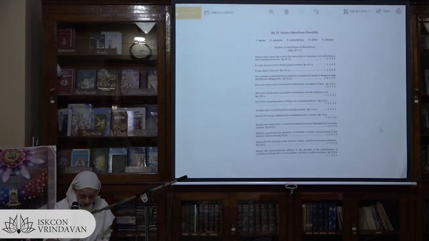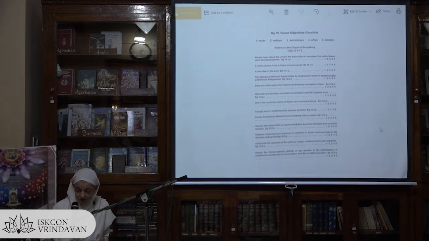Then we have values, objectives, checklist. This is very extensive. This is your personal assessment section, where am I? Am I at Shraddha? Am I at Anartha-nivritti?